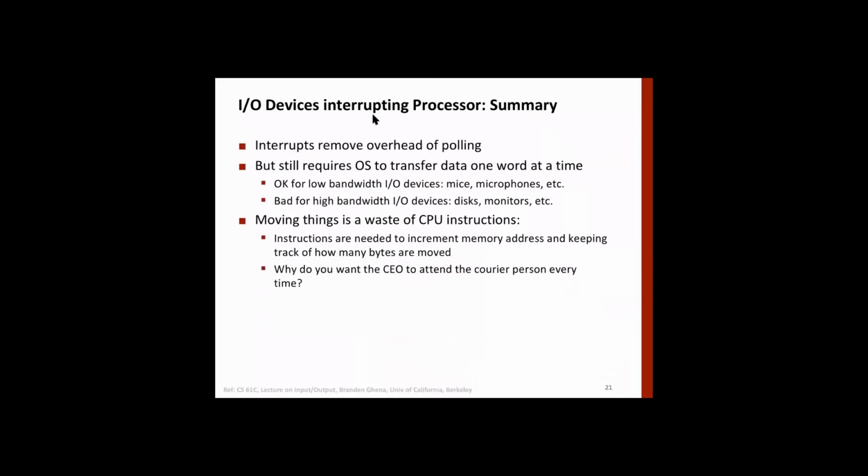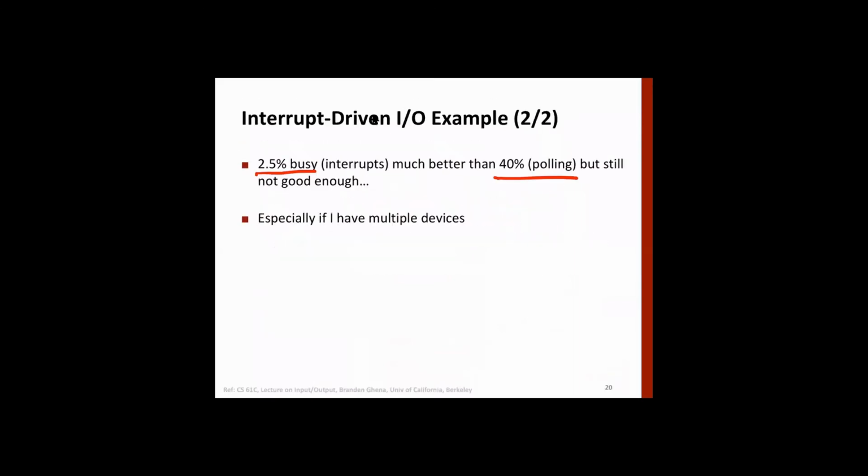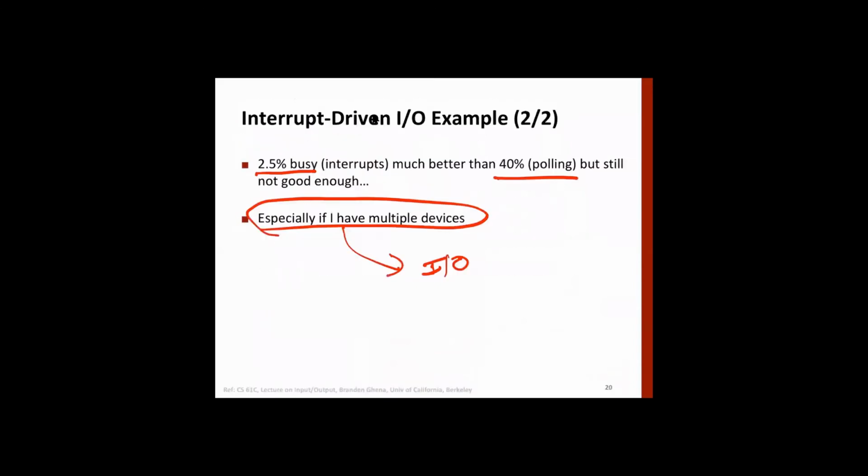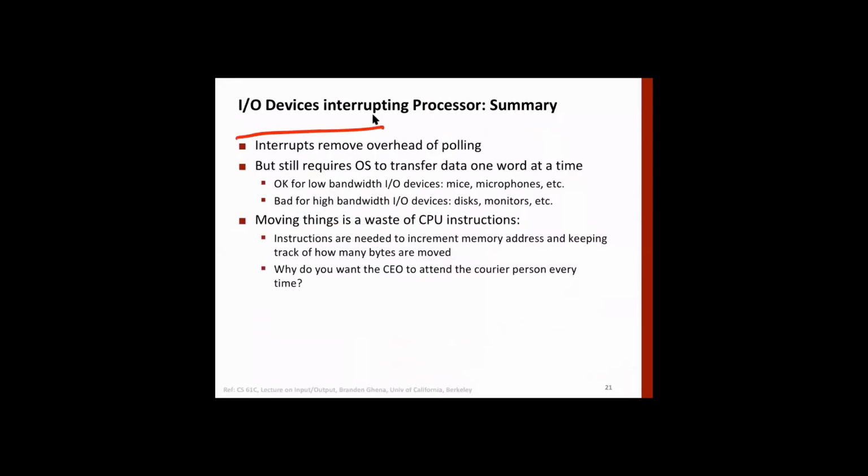So if there are multiple devices, then what will happen? The CPU will be busy doing IO, even if it uses the interrupt mechanism. And this is not good, right? So what can be the next method?